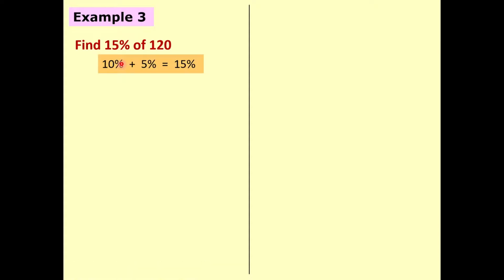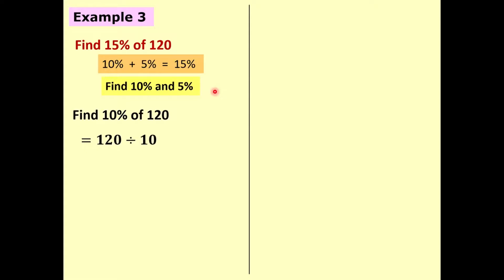And let's say if we found 10% and we also found 5% of 120, we could add them both together because 10% add 5% gives you 15%. So that's what we're going to do. So we know how to find 10%. So we're going to find 10% and 5%. We know how to find 10%.